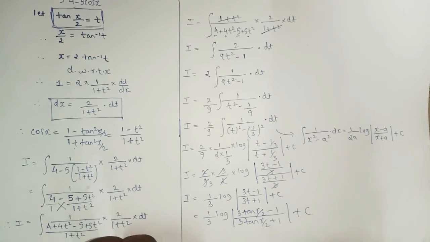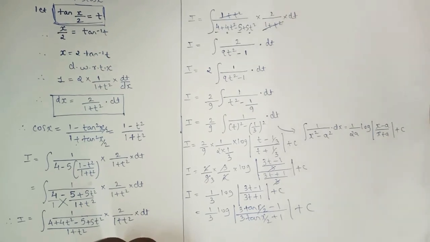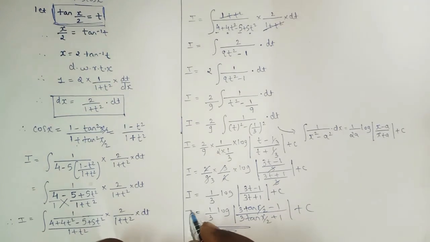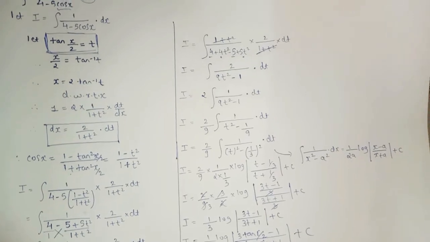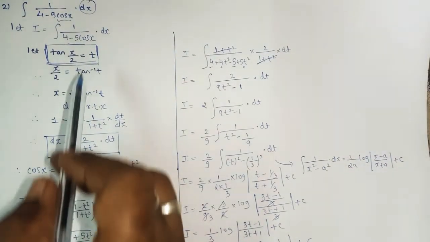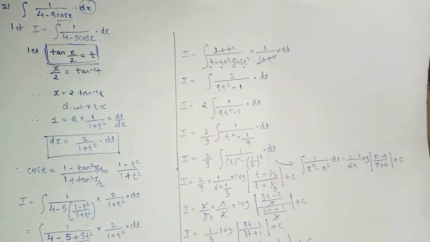Okay, if you feel further we can solve, we can do little adjustment, then only you solve the sum further, otherwise that's the end of the sum. So here we got the answer, that is 1 upon 3 log 3 tan x by 2 minus 1 upon 3 tan x by 2 plus 1 plus c. So that was the answer for the integral 1 upon 4 minus 5 cos x. I hope you all understood.